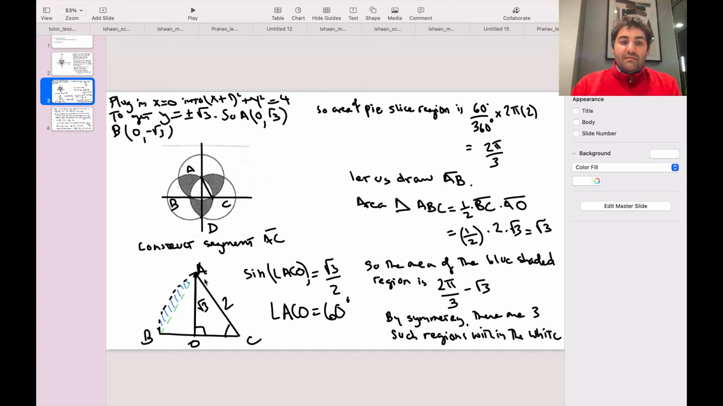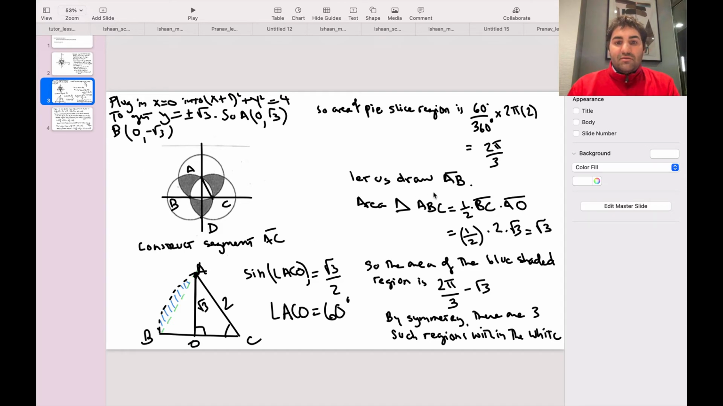So if we look at the area of this pie-shaped region, ACB and then this portion of the circle, if we look at this entire, looks like a pie-shaped area, we're going to find that it's 60 divided by 360 times 2 pi times 2. We simplify and we get 2 pi over 3.